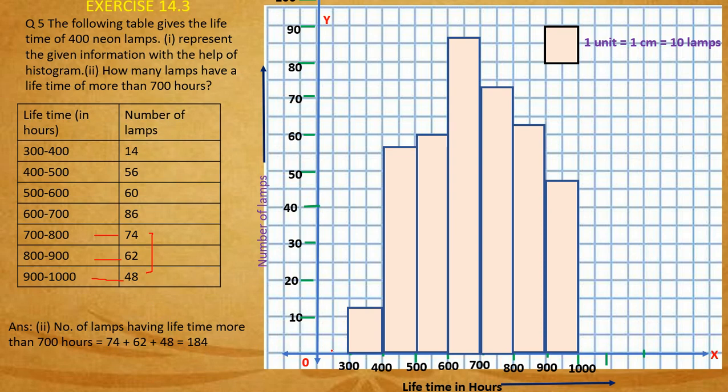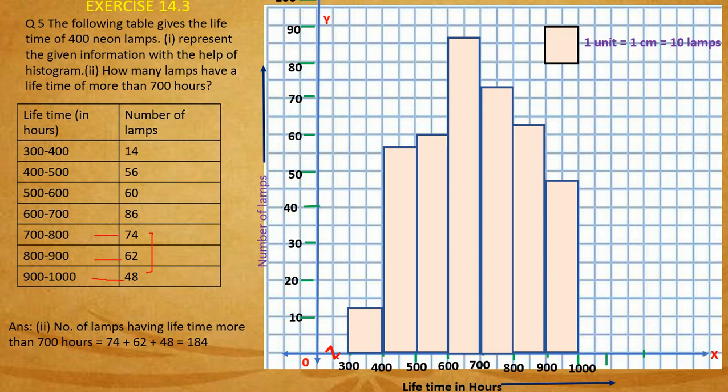Now one thing we have to remember: this kink, or this jagged line, shows that from 0 to 300, the distance between 0 and 300 is not equal to the distance between the other class intervals, and also these values from 0 to 300 we don't require. We show that these values are not required by showing this jagged line or kink.